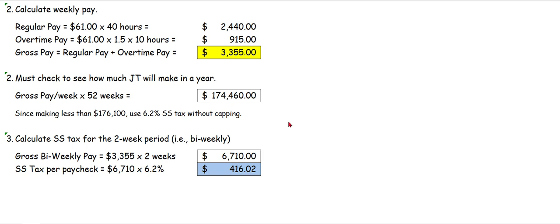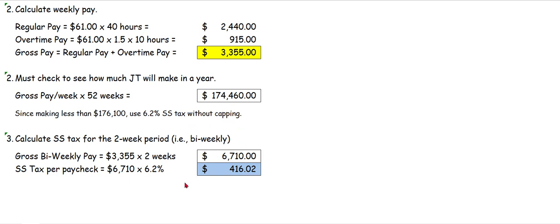Now we must check to see how much JT will make in a year to make sure it's not above $176,100. So gross pay per week times 52 weeks is 3,355 times 52, or 174,460, which is less than the 176,100. So we'll use the 6.2% Social Security tax without capping it.